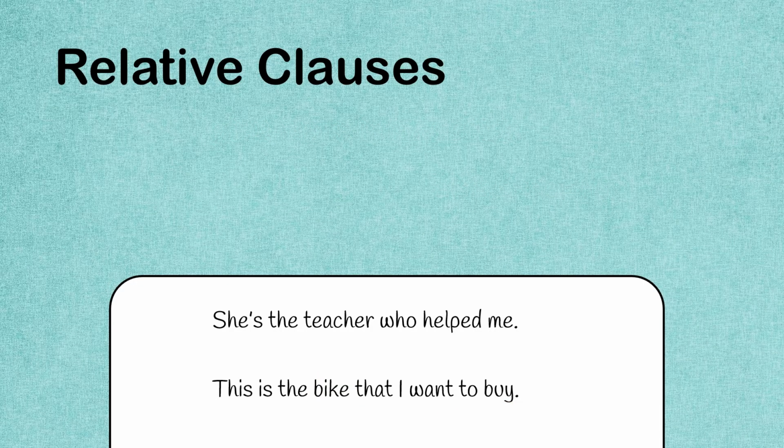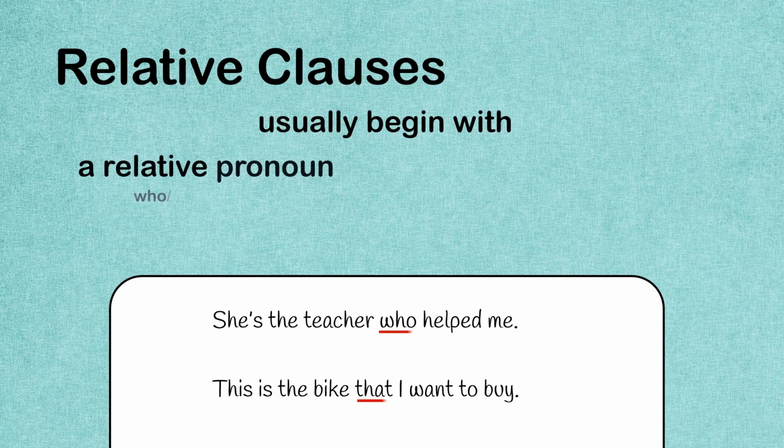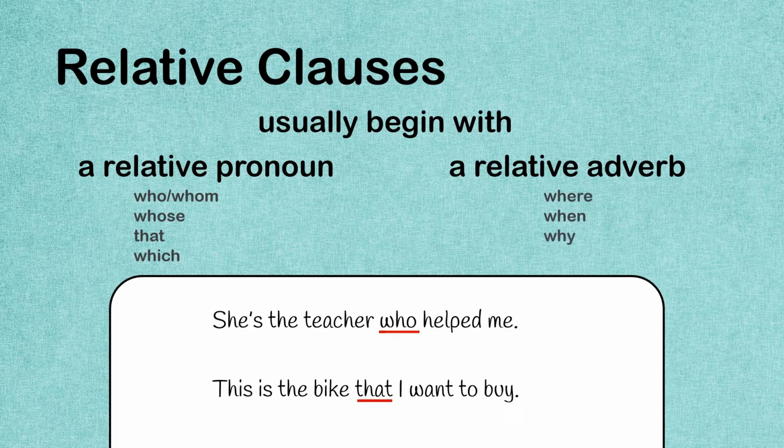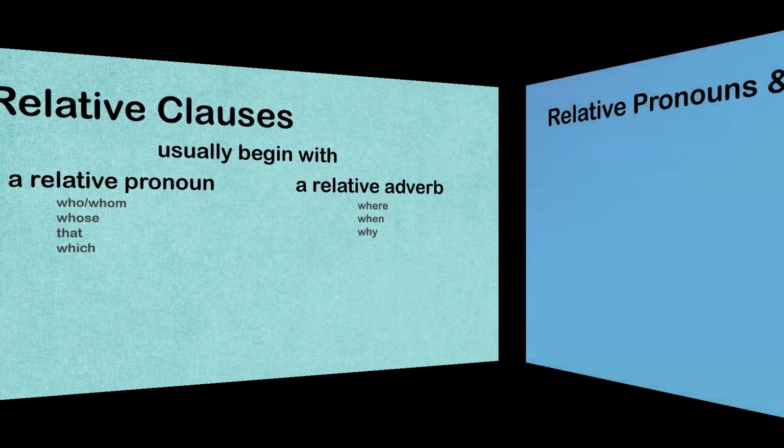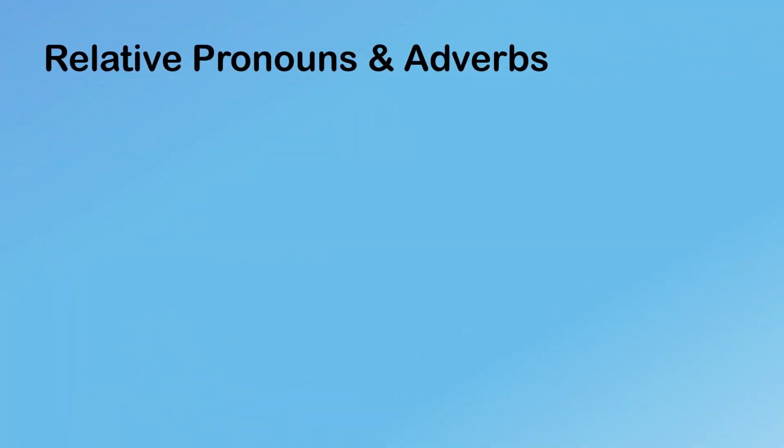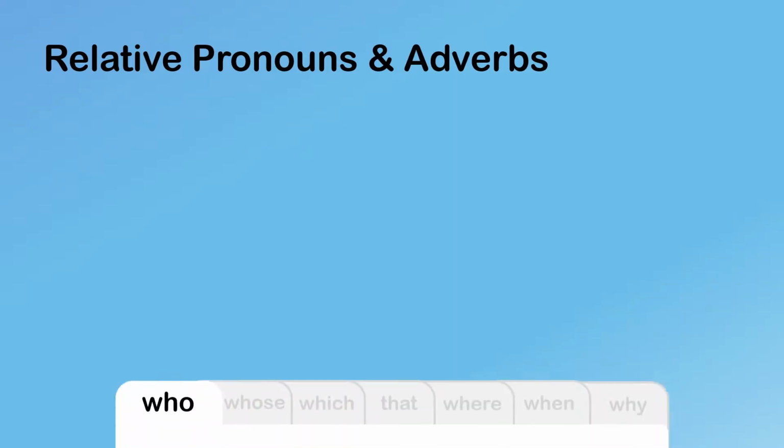Relative clauses usually begin with a relative pronoun or a relative adverb. We use different relative pronouns and adverbs depending on the type of noun we're referring to. Let's go through when we use each of the relative pronouns and adverbs.